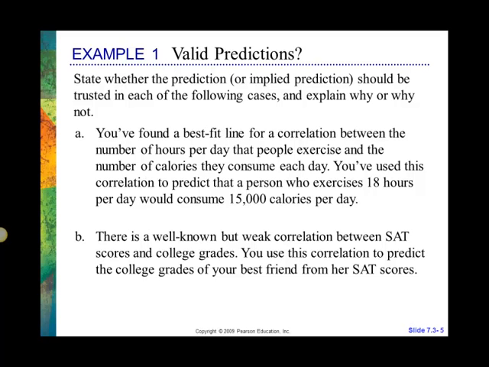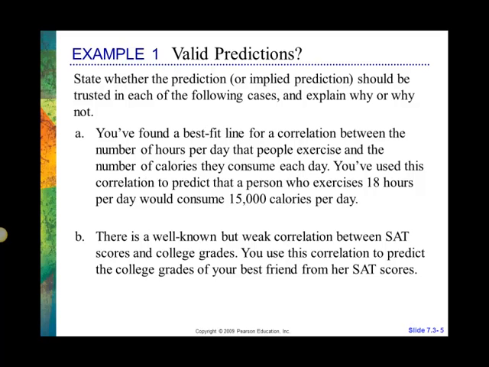There's no possible way to exercise 18 hours a day and then eat 15,000 calories, because you only have 6 hours left in the day and you have to sleep at some point. So that doesn't make a lot of sense because we're way outside of our boundaries.